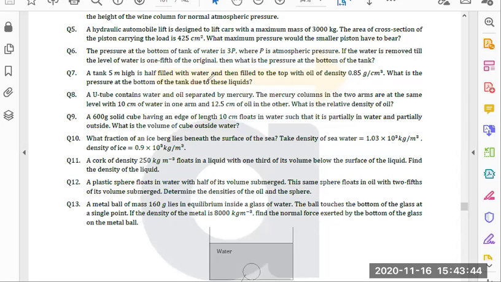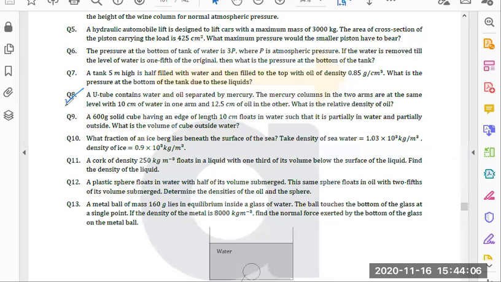Now, seventh, I hope all of you can solve seventh. Same, right? Two liquids. It is filled with two liquids, oil as well as water. Okay, so rho1 g h1 plus rho2 g h2. You can calculate.